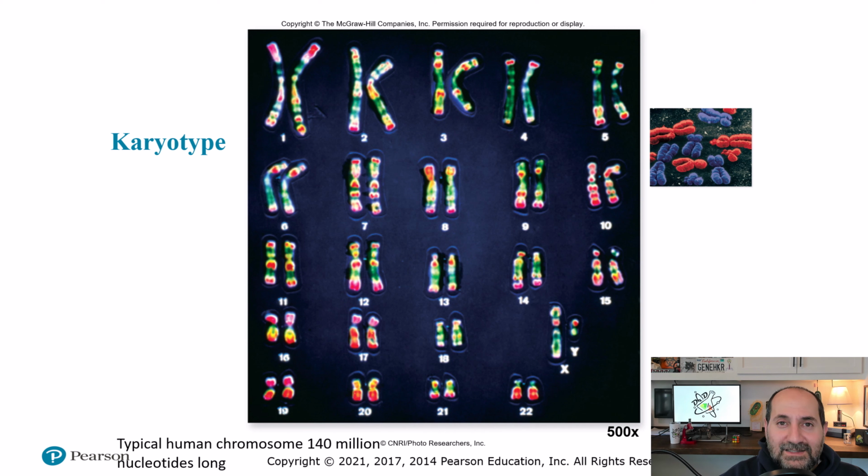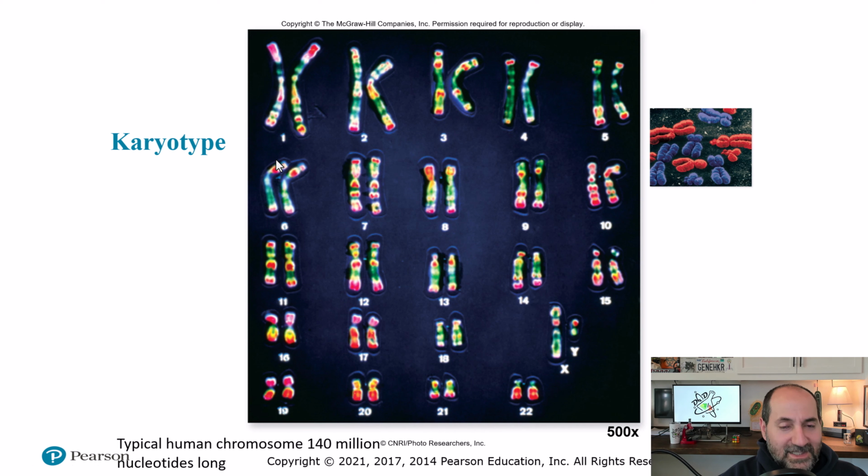So when the sperm fertilized the egg, that's how you inherited your two sets of chromosomes. You essentially inherited one set of 23, a number 1 through 23, from your father, and one set of 23, a number 1 through 23, from your mother. So this is the reason why you have two sets of chromosomes.